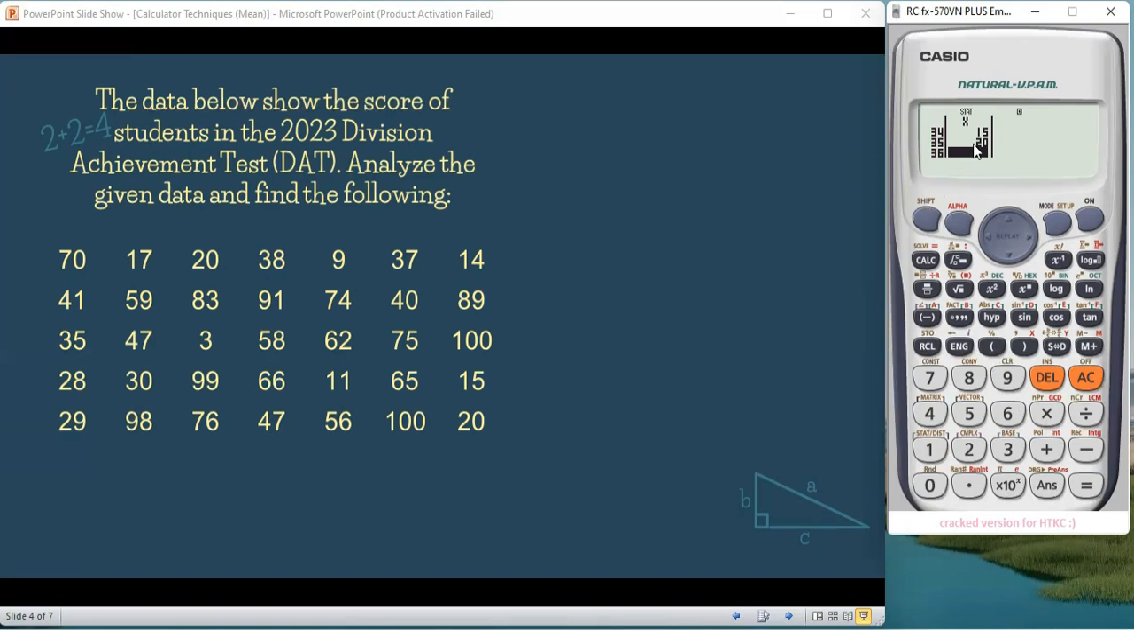Meron daw po tayong 35 na data. So 1, 2, 3, 4, 5, 1, 2, 3, 4, 5, 6, 7. So 7 times 5, that is 35. So ibig sabihin, tama po lahat ng data natin.